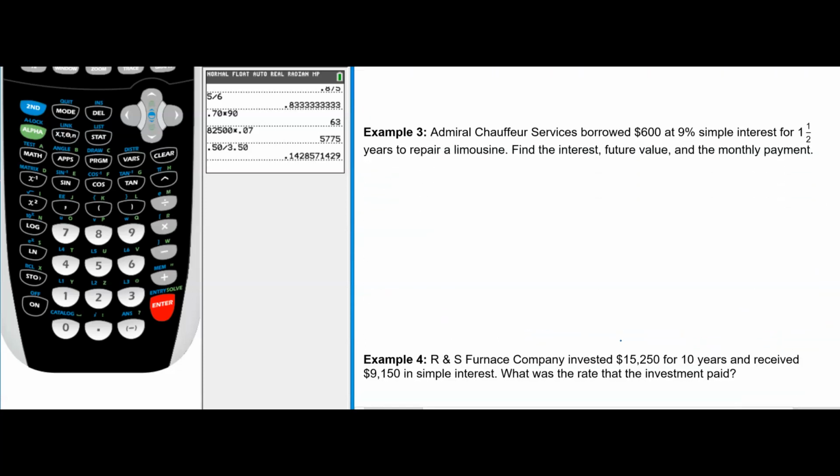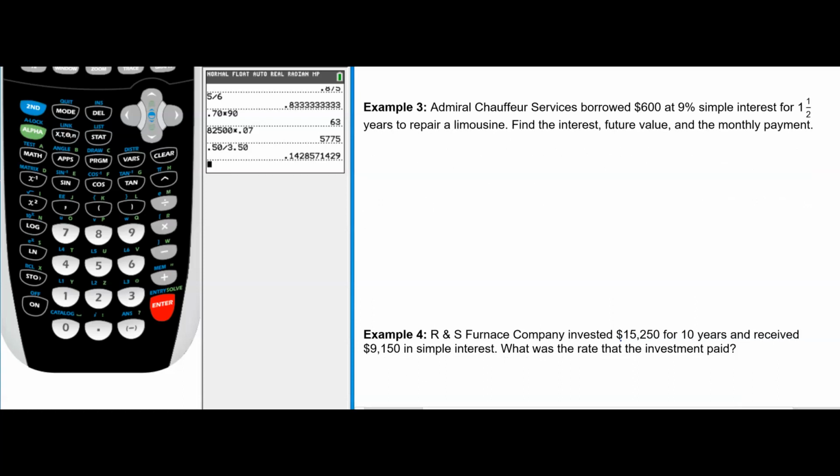Okay, so let's look at example 3. And I know I said this in the beginning, but this would be a great time to make sure you're stopping the video with these examples, try them yourself, and then press play to see if you're on the right track, okay? So we've got Admiral Chauffeur Service.